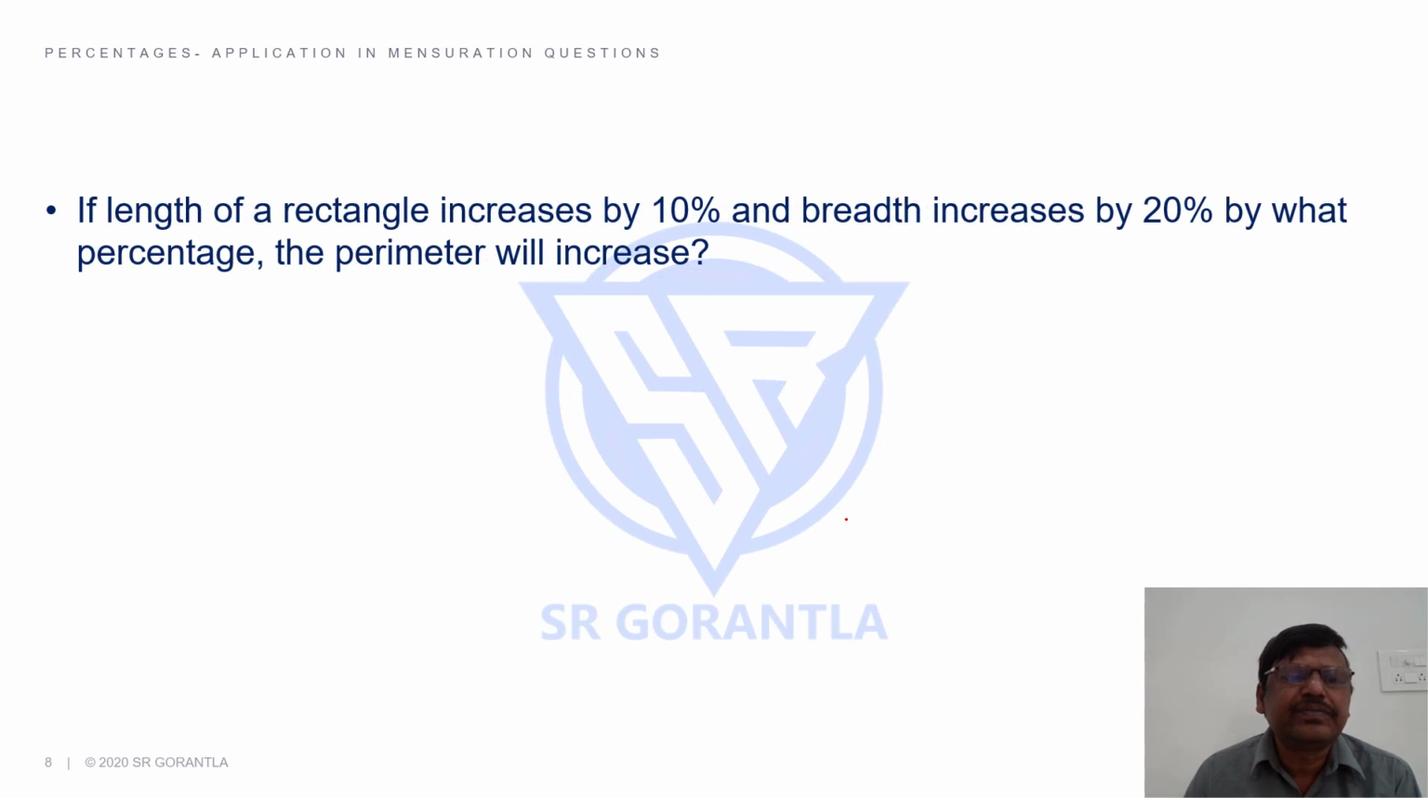One last example. This is the tip. This is different from the earlier examples. Length of rectangle increases by 10%, breadth increases by 20%. By what percent the perimeter will increase?